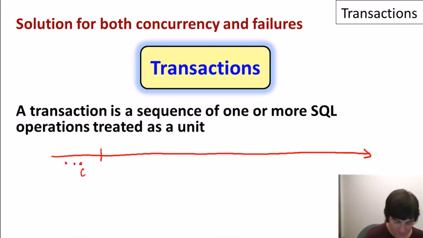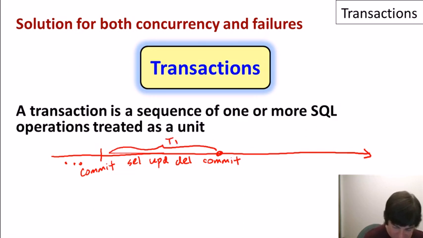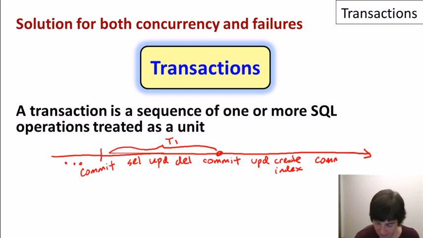So for each client, we can actually think about a timeline, and the client will be executing along. It might say commit, and that will commit anything that happened prior to this point. Then it might do some operations, maybe a select, an update, a delete, and then it says commit again. And when it says commit at this point, that turns this amount of work into a single transaction that's treated as a unit. Maybe it'll update, maybe it'll create an index, and again, maybe commit at this point in time. And that right here will turn this into a transaction.